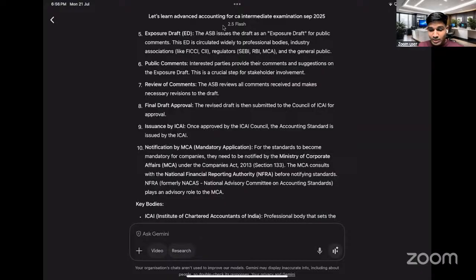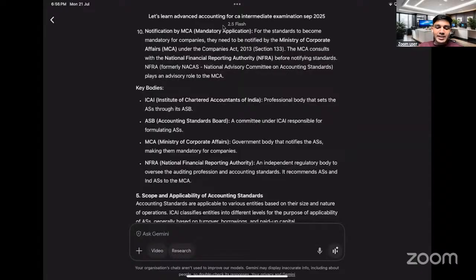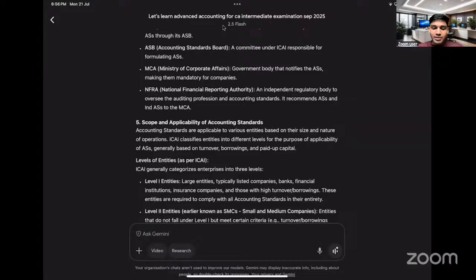The MCA consults with the National Financial Reporting Authority, that is NFRA, before notifying standards. NFRA, formerly NACAS, National Advisory Committee on Accounting Standards, plays an advisory role to the MCA. Key bodies: ICAI, ASB, MCA, NFRA.